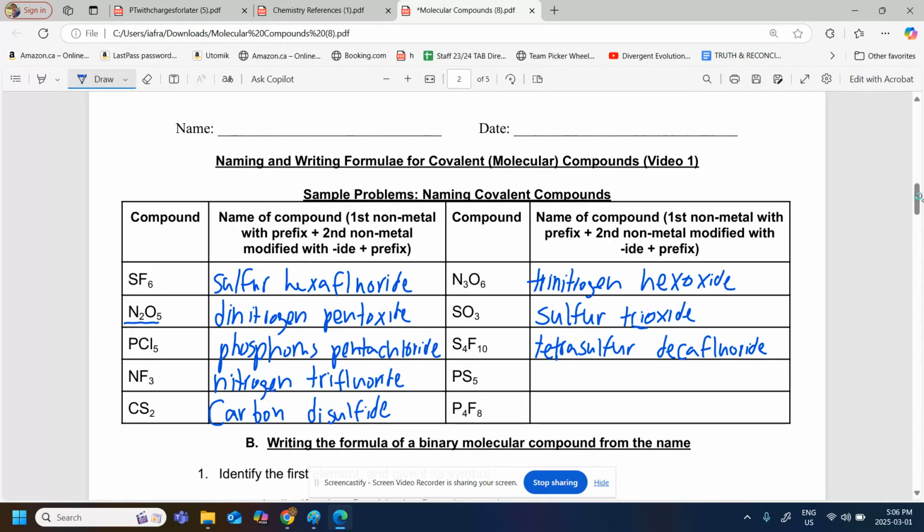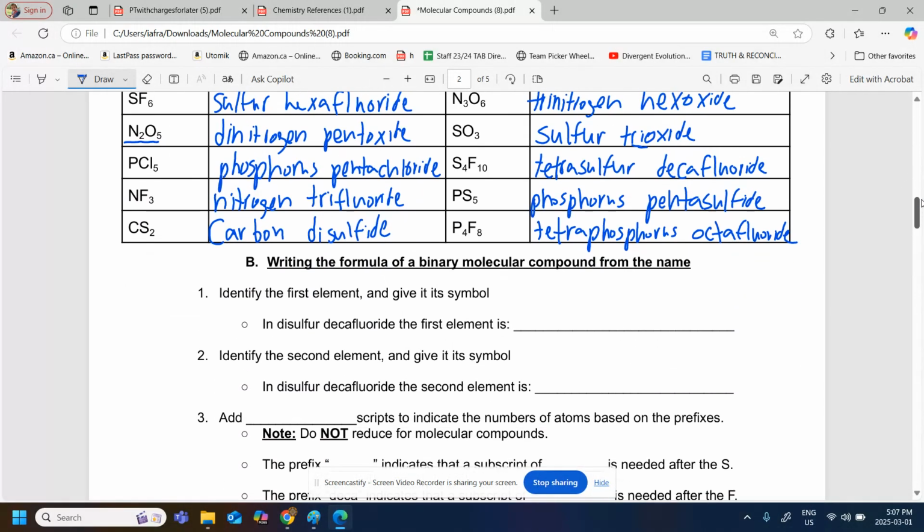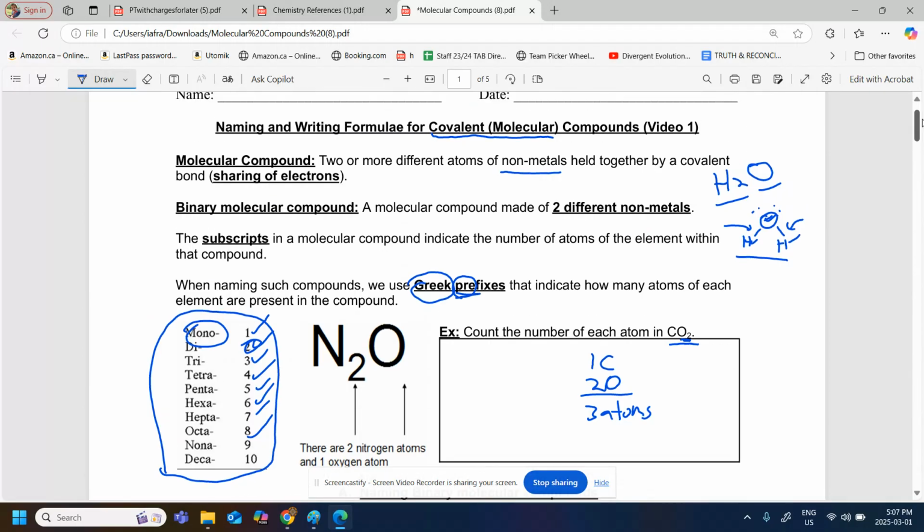Okay, PS5. So we have phosphorus. Don't use mono for the first one. Then pentasulfide, because 5. And then now we have P4F8. That's tetra, because there's 4. Tetraphosphorus, don't change the ending of the first one. And then 8 is octa, like octagon. Change the ending of the second one, so fluoride. Tetraphosphorus octafluoride.